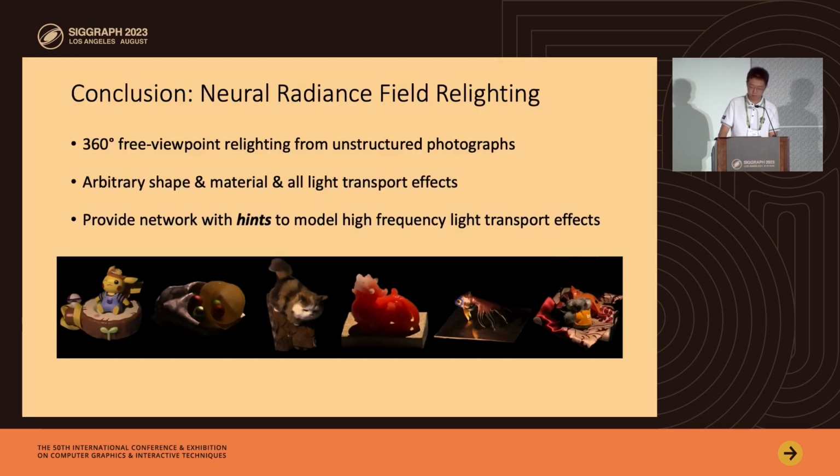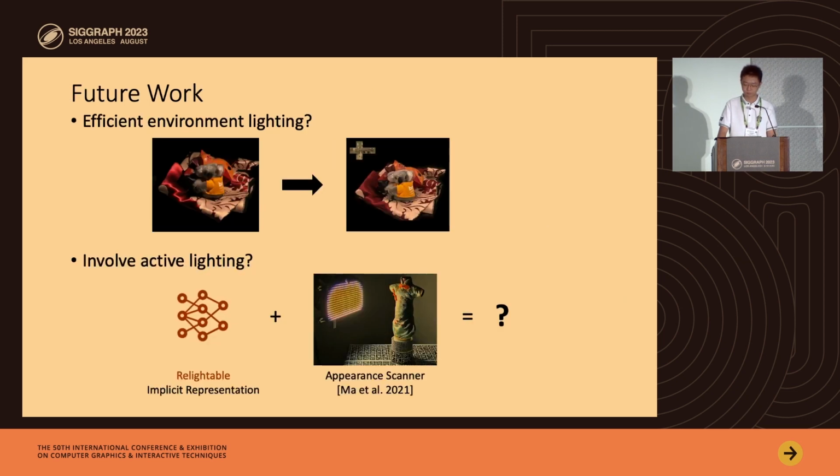To summarize, we introduced a relightable neural radiance field which supports 360-degree free viewpoint relighting with full global light transport, and only using unstructured captured input. Key to our method is the inclusion of shadow and highlight hints to help model high-frequency light transport effects. Possible future directions include supporting efficient rendering with environment lighting and reducing the acquisition cost further by leveraging active lighting.